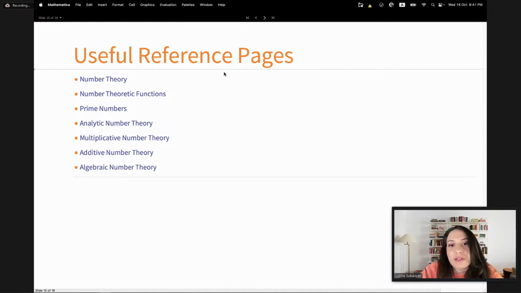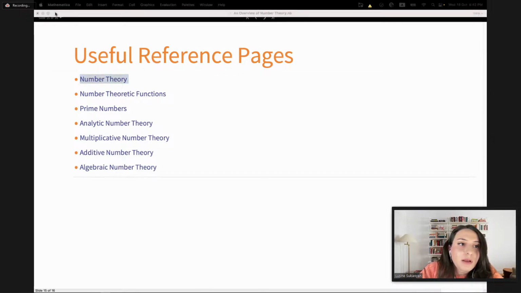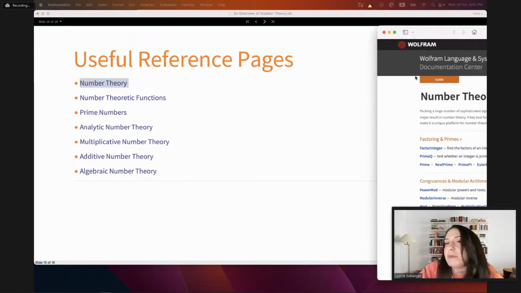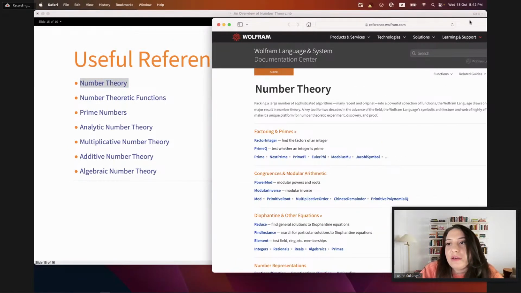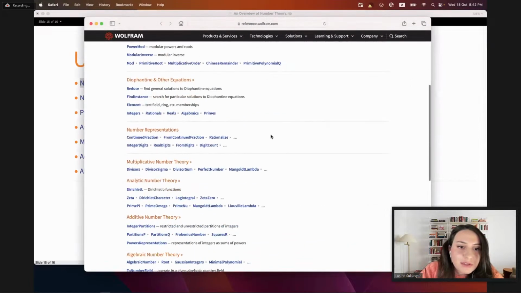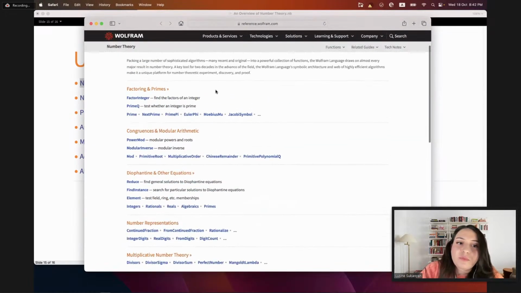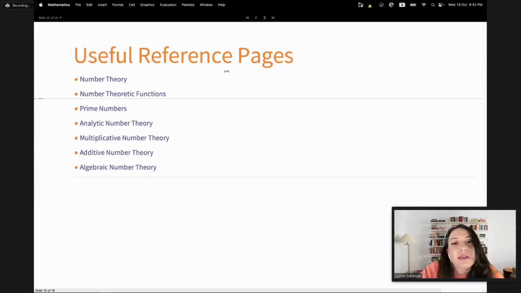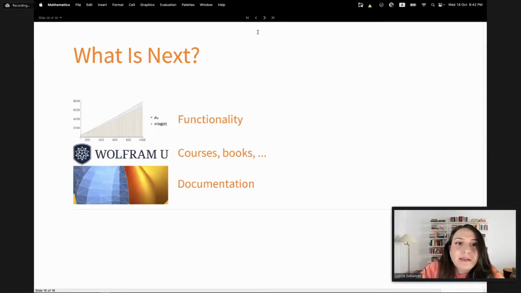The notebook will be posted. You can look at it with all kind of links here. These all refer to the reference page of Mathematica, and you can just go there and read about all these functions in more detail. You can look at the examples. There are a lot of examples about all the functions. So the notebook will be posted. You'll get the links.